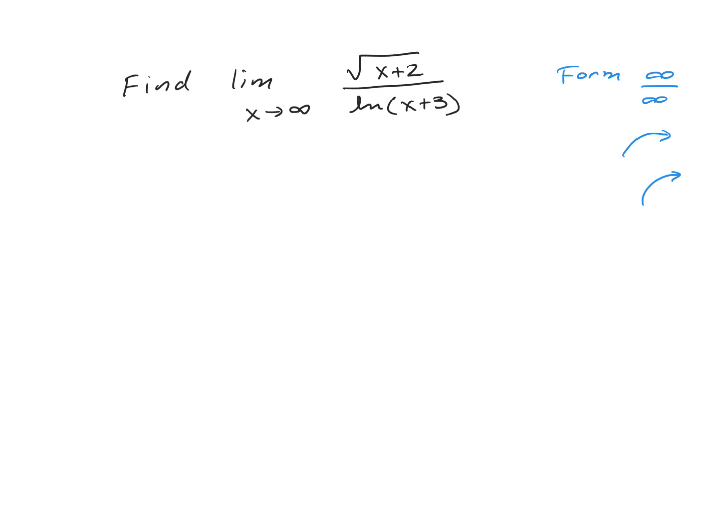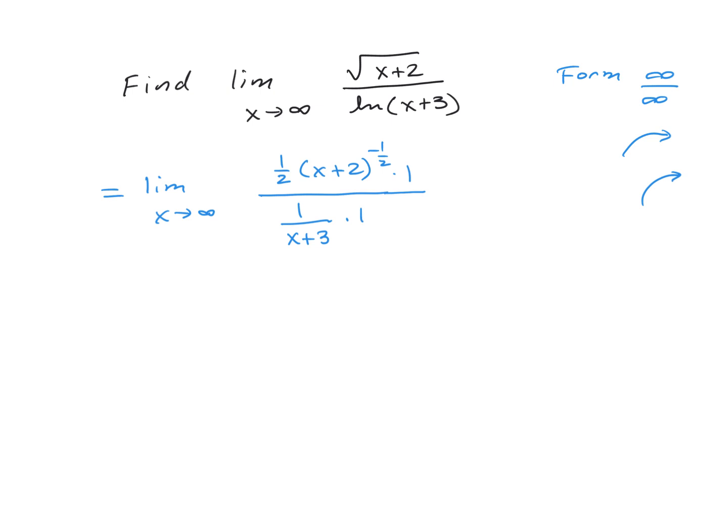Remember that is the ratio of our derivatives. So it's going to be the limit as x goes to infinity, the derivative of the top. Well, that is going to be 1/2 (x plus 2) to the negative 1/2 times a 1 by the chain rule, divided by the derivative of the natural log of x plus 3. Remember, the derivative for natural log functions is always 1 over whatever is inside of them, multiplied with the derivative of what is inside of them.